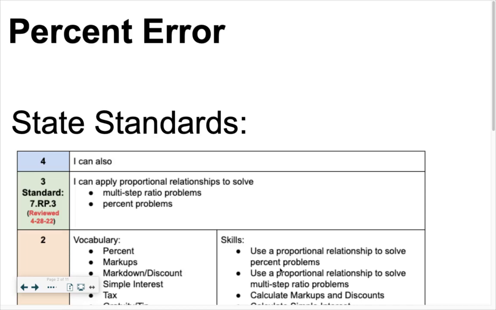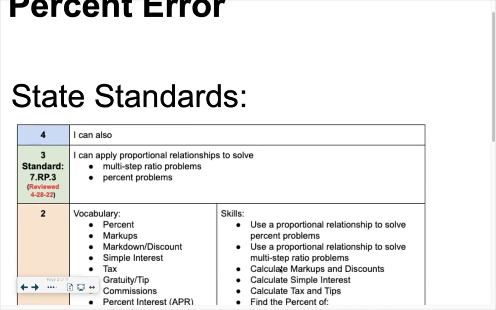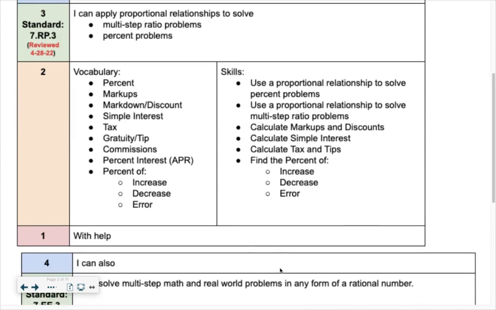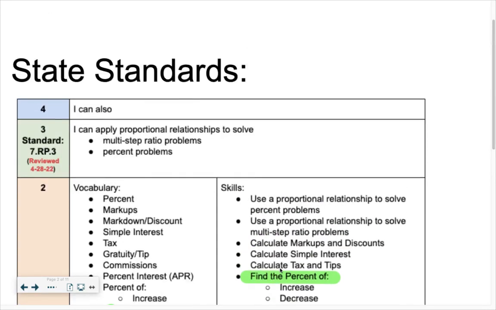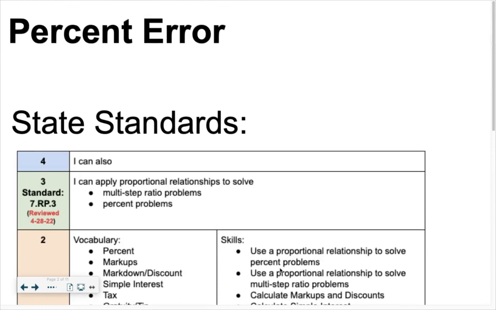Percent error. In chapter 6, as we scroll on down, not in our textbook usually, but down here, you can see it is one of our vocab that we need to work on. It's also one of the skills we need to be able to do. Thus, we are going to learn about percent error.